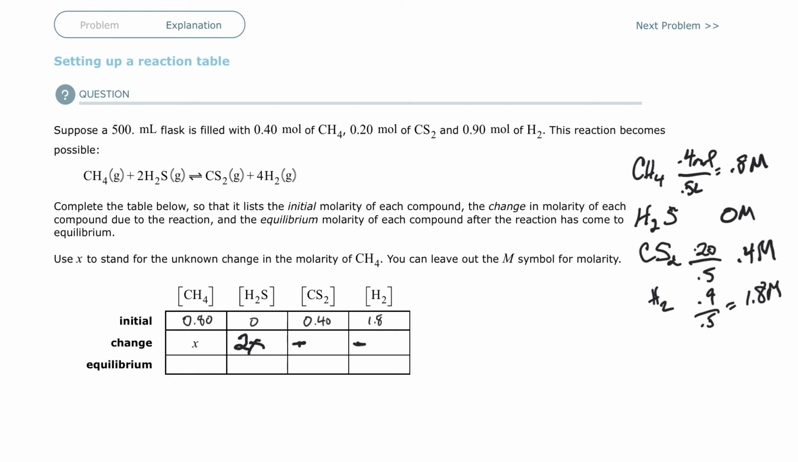This is 1 to 1, so I don't need a number. 1 is to 1 of the methane and the CS2. That means that this is going to be positive x. And then the last one is 1 is to 4, so it has to be 4x.